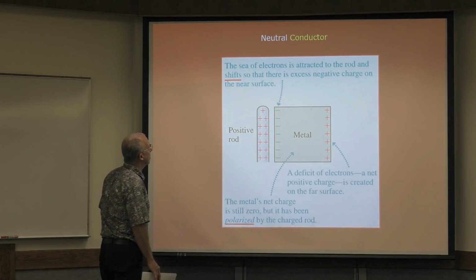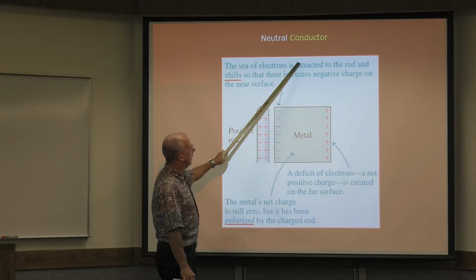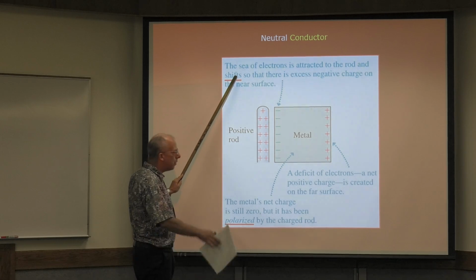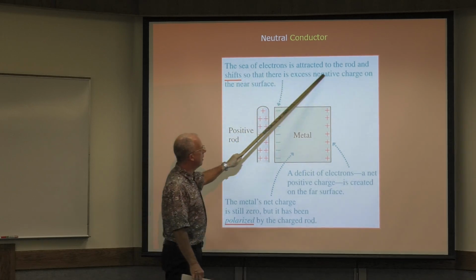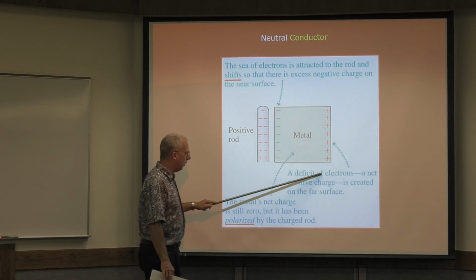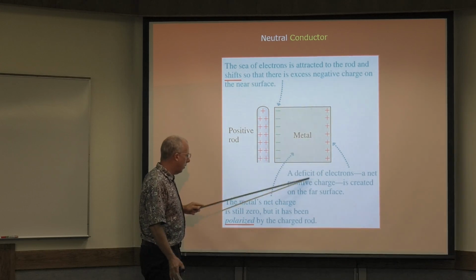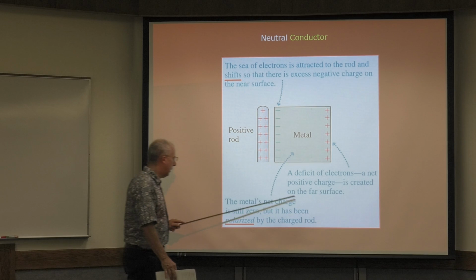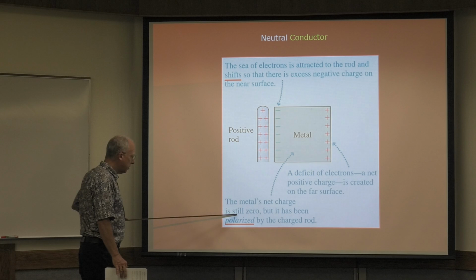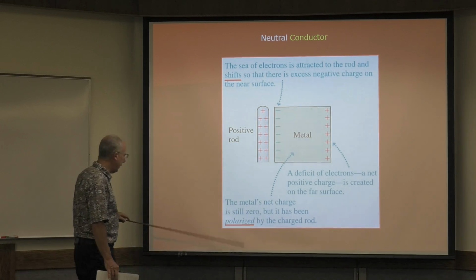Okay, so let's read this. The sea of electrons in the metal is attracted to the positive rod, and it shifts. It moves to the left, so that there's an excess negative charge on the near surface. A deficit of electrons, a net positive charge, is created or left behind on the far surface. But this thing is still neutral. The metal's net charge is still 0. But it's been polarized. That's the key word here.